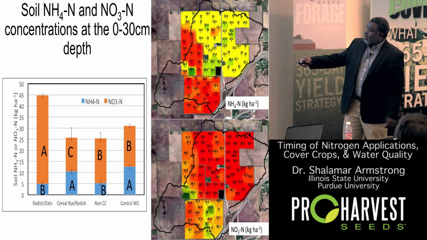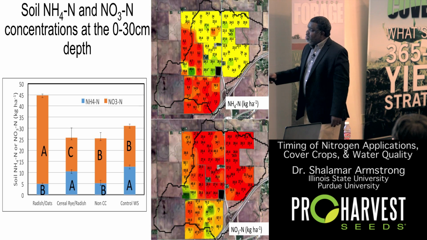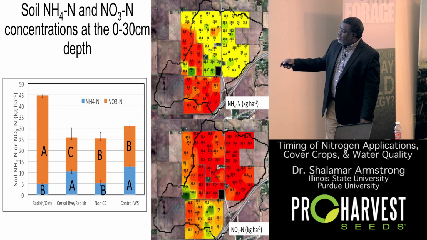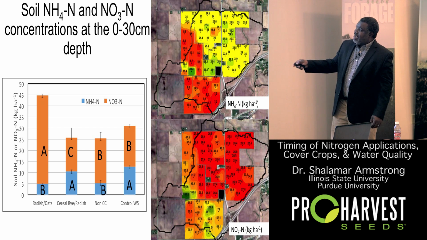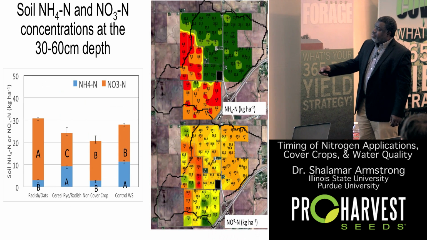So when you look at cereal radish across the watershed, you have about an equal portion of ammonium versus nitrate. You look at the non-cover crop within the cover crop watershed, and then this is the control watershed averaged out. You see it looks kind of more like the radish, but the radish had some decomposition from what it scavenged to make it greater. Okay? Same trend in the second foot, where you had radish oats.